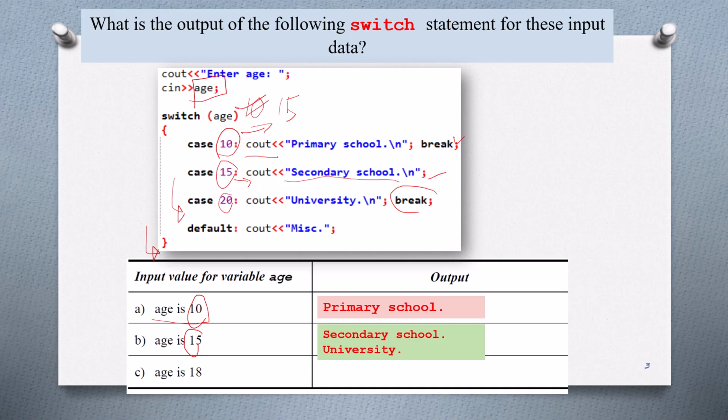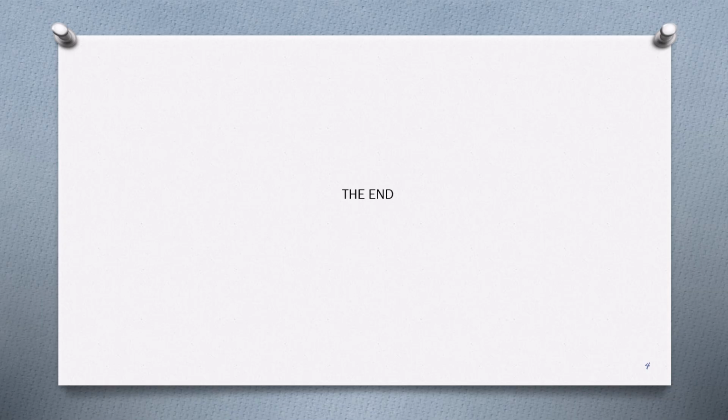Last one, age is 18. Is there any case that matches 18? No case matches 18, so it will go to the default section. Then you may expect to see MISC displayed, right? All right, that's it. Thanks for watching.